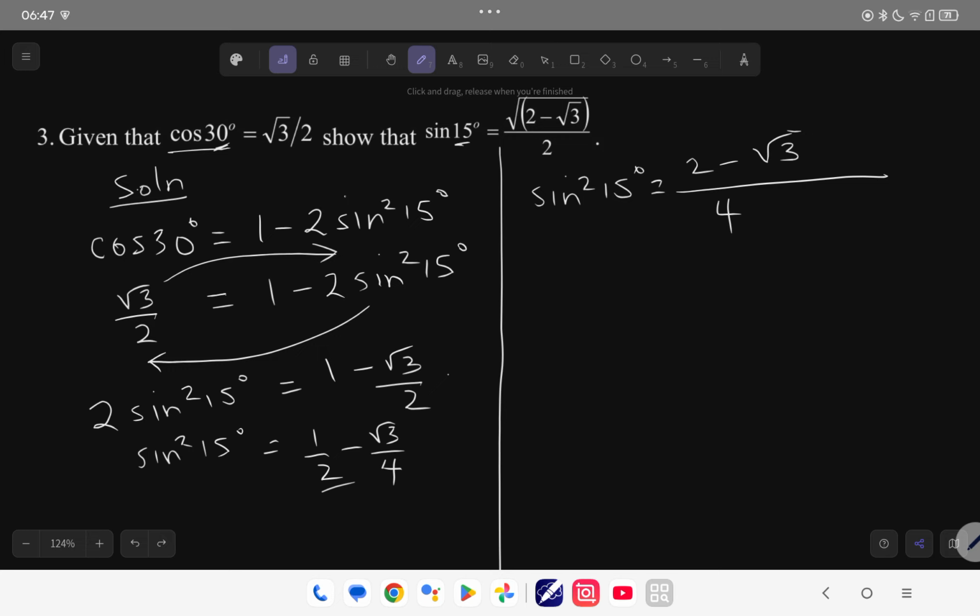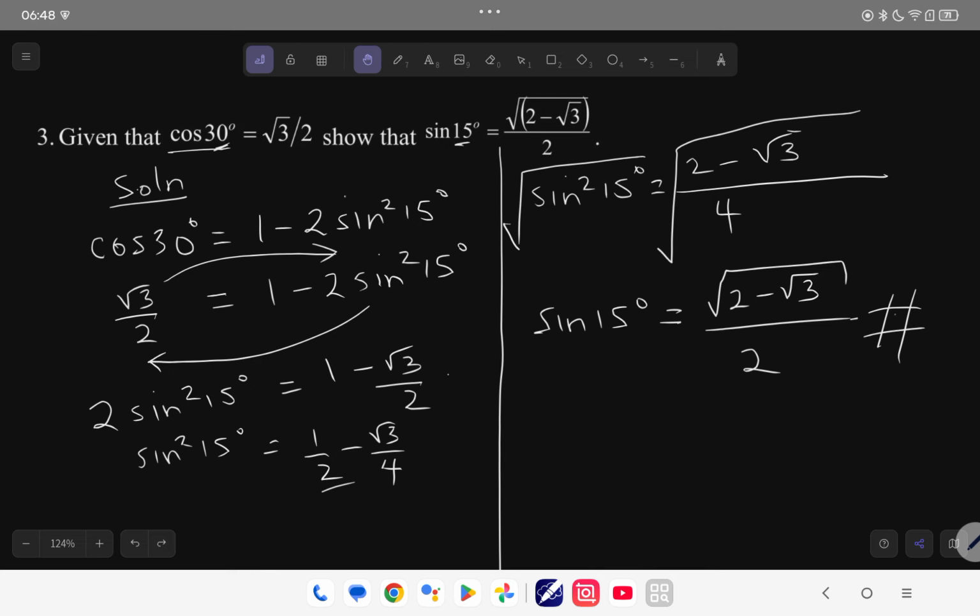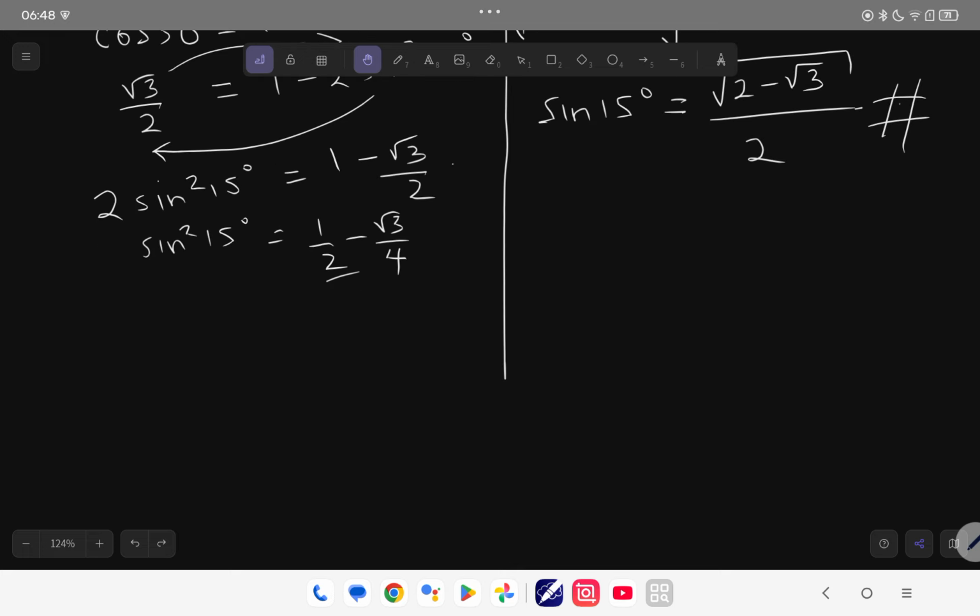Since I need sine 15, I can find the square root on both sides. So sine 15 degrees is equal to root of 2 minus root 3 over root of 4. Now root of 4 is 2, which is as it was required of us. We now proceed to question number 4.